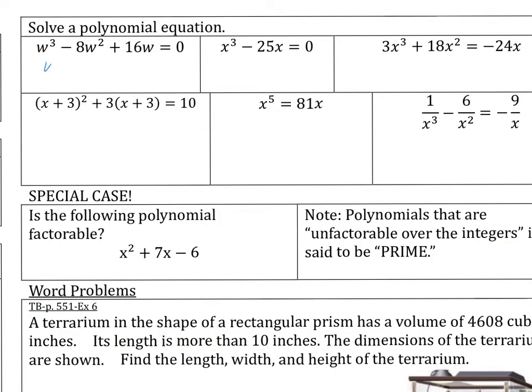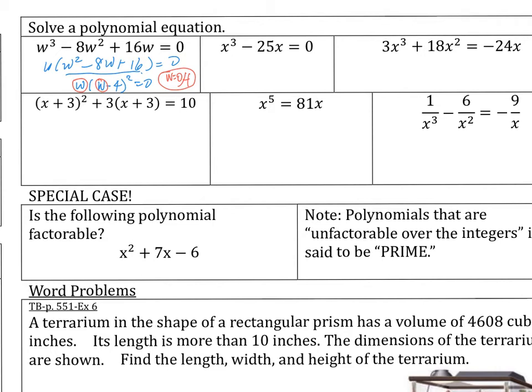Okay, here we have solve a polynomial equation. So we still need to factor the left-hand side of this equation, so I'm going to factor out the GCF w. W squared minus 8w plus 16. Now I notice that this is a perfect square trinomial, so I could do w times the binomial w minus 4 squared. And set that equal to 0, and then I can use the zero product property, and I know that w can be 0 or w can be 4.